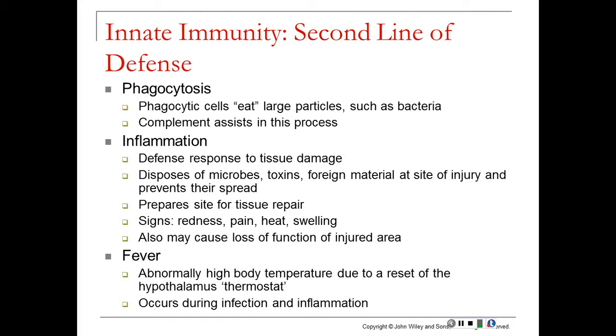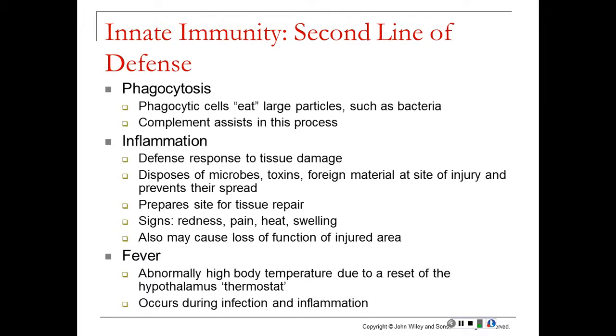There's also inflammation, which is your body's natural defense response to tissue damage. That's going to dispose of microbes, toxins, foreign substances, as well as preventing their spread. Inflammation is also going to play a role in preparing that site for tissue repair. The signs of inflammation, we're all familiar with it. The redness, the pain, the heat, the swelling, that may cause a loss of function in that particular area until healing ensues. Fever is another factor of innate immunity.